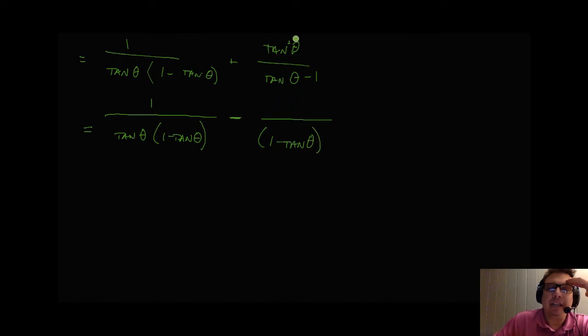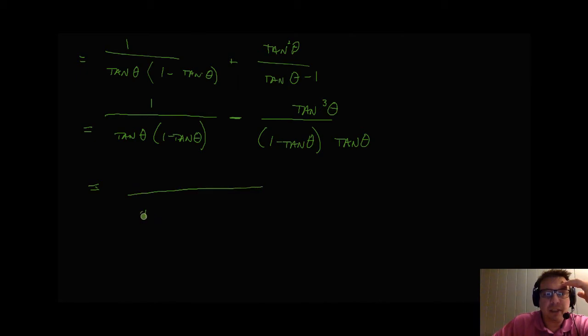And I already have a tangent squared up here, but to get common denominators, I've got to introduce another tangent theta. By doing that, I now create a tangent cubed theta. So now I've got one common denominator of tangent theta times 1 minus tangent theta, and my numerator is 1 minus tangent cubed theta.